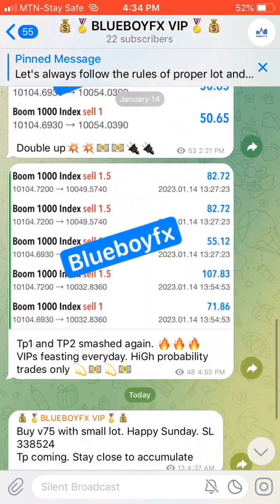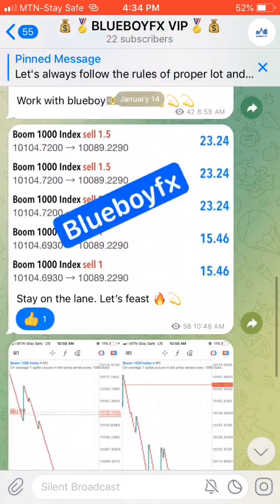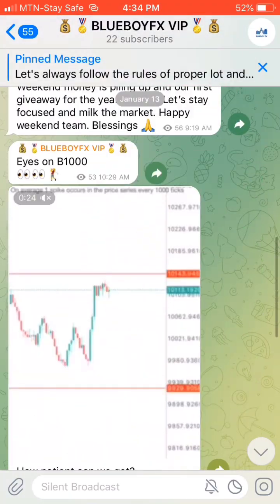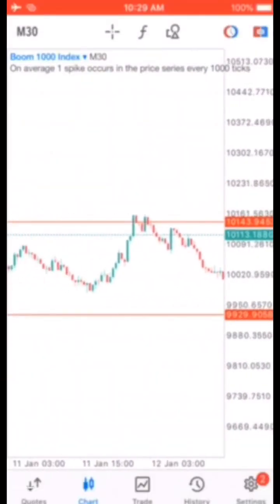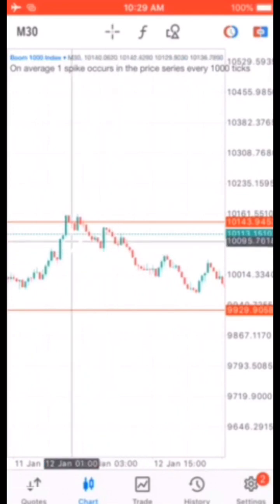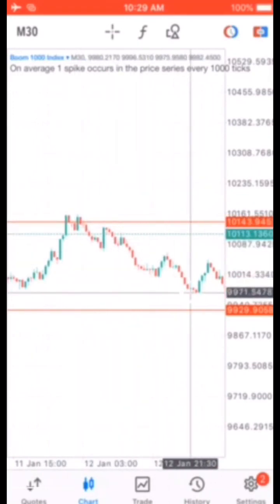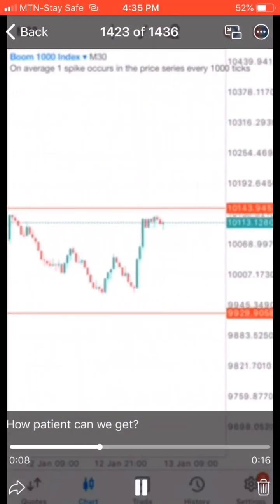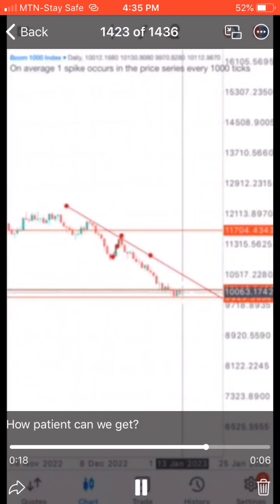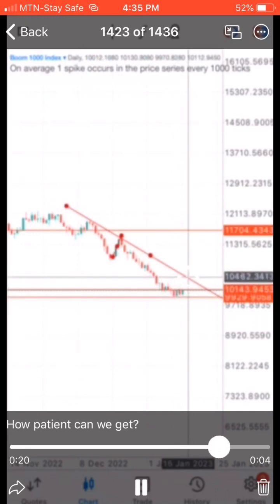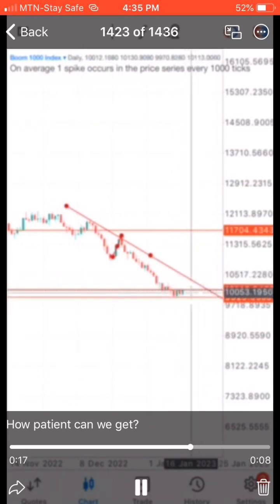and I shared it to the VIP. The market has been ranging. Okay, you can see it here. This is the 30 minutes time frame. The market has been ranging and it's still ranging even up till now. Okay, let's go to the higher time frame. Here's the daily. So you see that the market has been ranging around that region, and here is the 4-hour time frame.